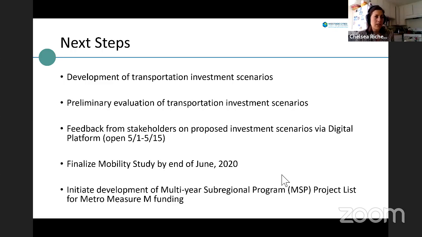And we'll be posting that for input online on the digital platform in the first 2 weeks of May. We do have a little bit of flexibility potential to extend beyond May 15th, but we are working under a tight timeline here. So we're really hoping to just have very good participation during those 2 weeks. We'll be making sure to do some outreach between now and May 1st when it launches through all of you and to all of your staff and to all of the key stakeholders in your cities. And then, as I mentioned, finalizing the study by the end of June and moving into the development of the project list. And that's all from me.